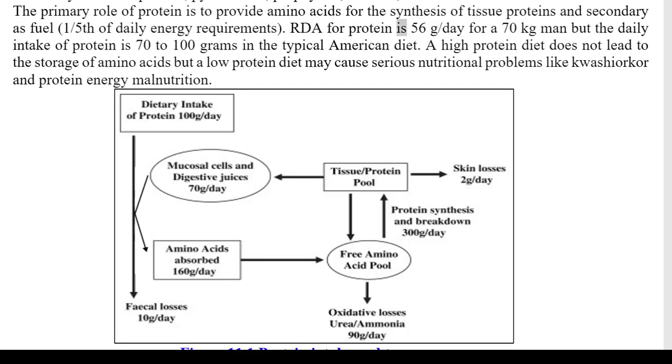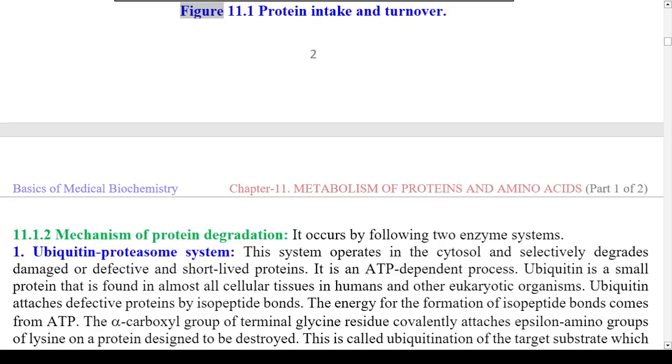RDA for protein is 56 g/day for a 70 kg man, but the daily intake of protein is 70 to 100 grams in the typical American diet. A high-protein diet does not lead to the storage of amino acids, but a low-protein diet may cause serious nutritional problems like kwashiorkor and protein energy malnutrition. Figure 11.1 Protein intake and turnover.